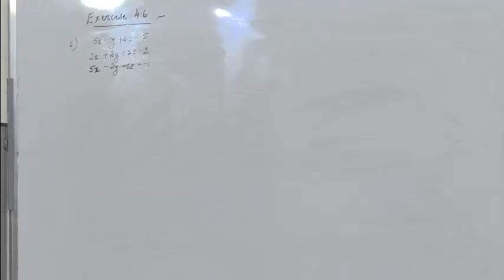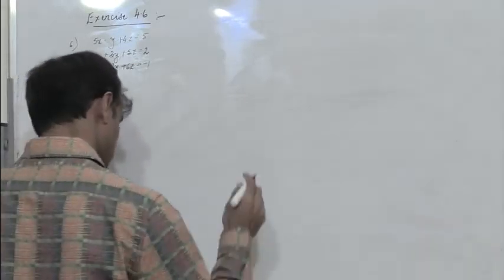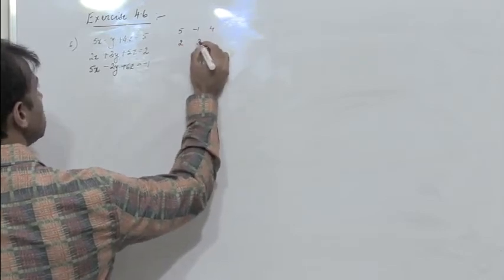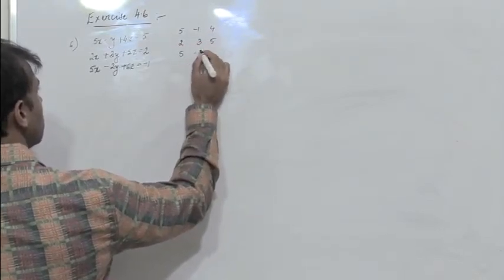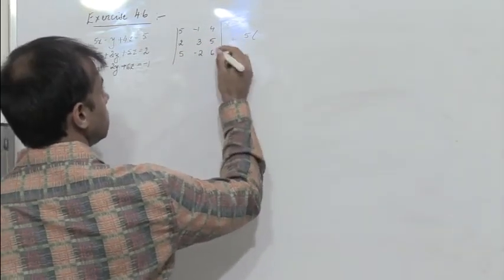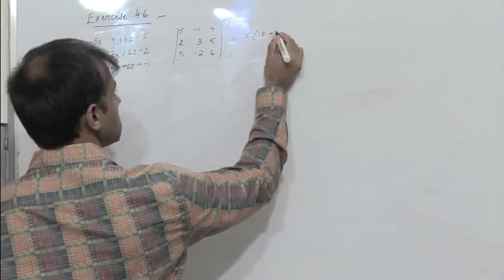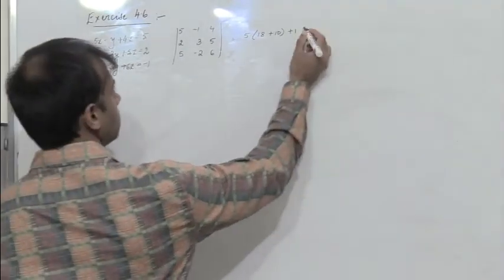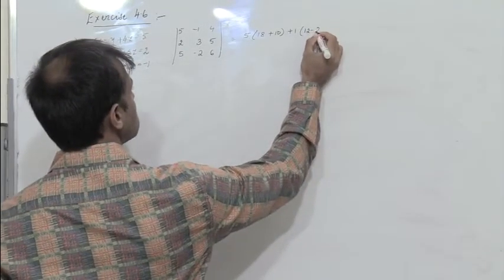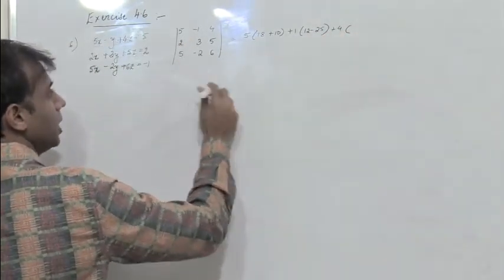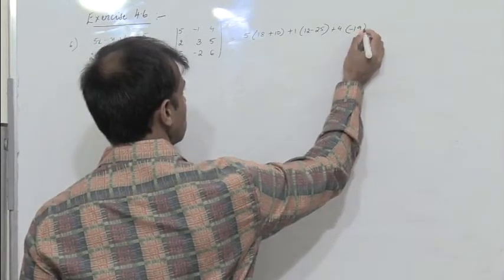So the next problem, problem 6, we also need to find whether the system is consistent. So find the determinant, which is 5, minus 1, 4, 2, 3, 5, and then 5, minus 2, 6. Find the determinant value. So which is 5 into 3 into 6 is 18 plus 10. Minus of minus 1 is plus 1. So I get 12 minus 25 plus 4 into minus 4 minus 15 is minus 19.